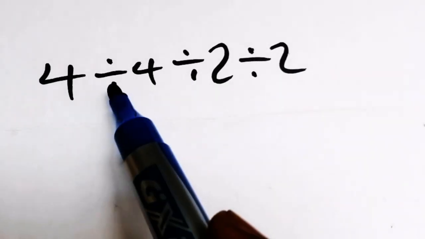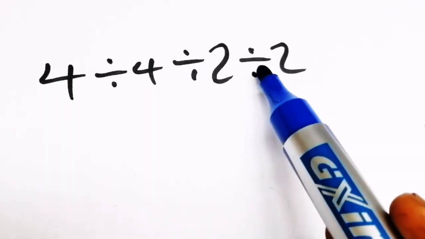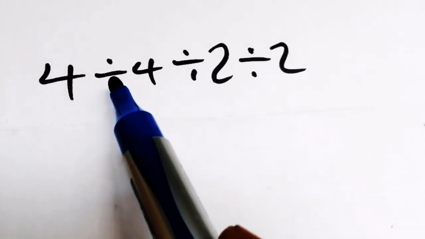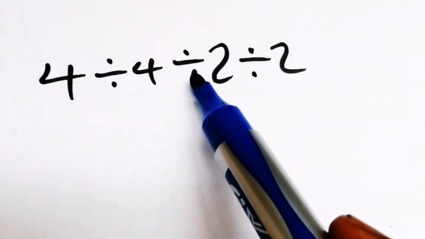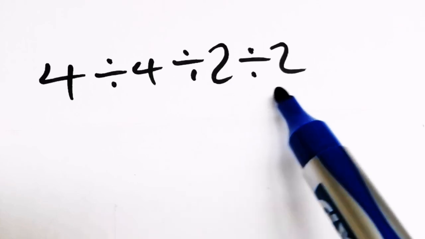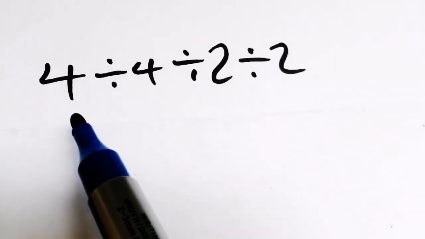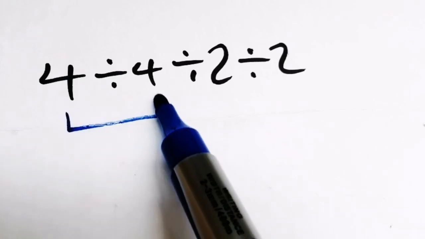Okay, here there are 4 divisions. Here is one division, another division, here is another division. Therefore, we need to do this division first, next this division, and next this division. Okay, from left to right. If we do this division before this or this division, it is wrong. Therefore, from left to right, we need to do this division first.